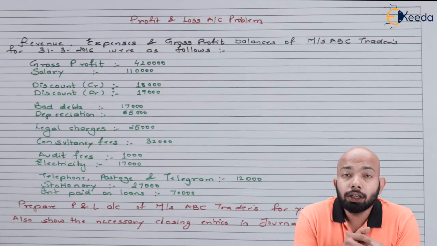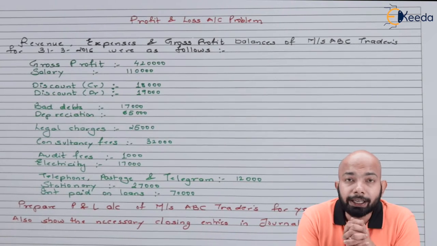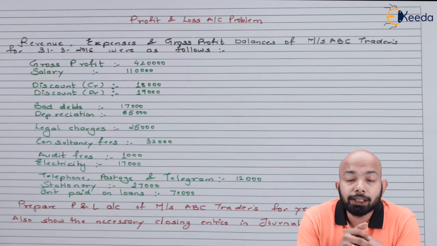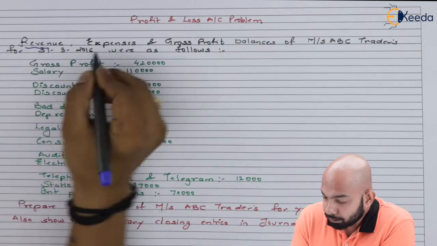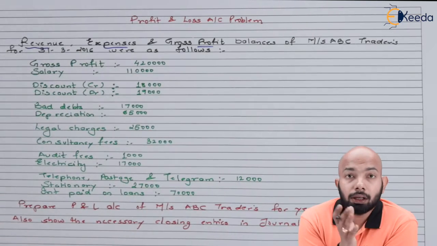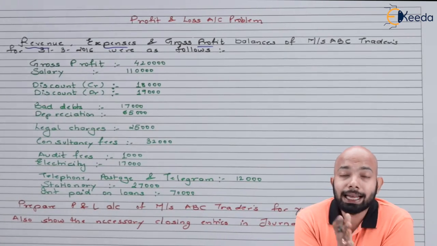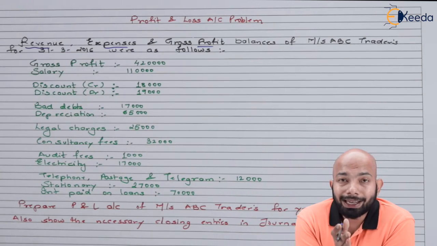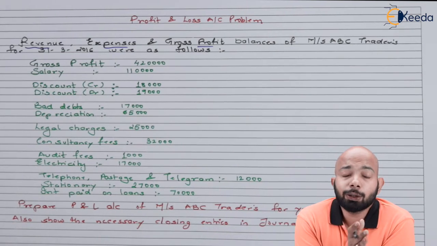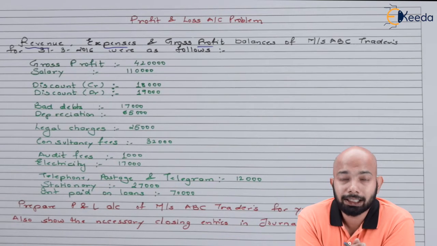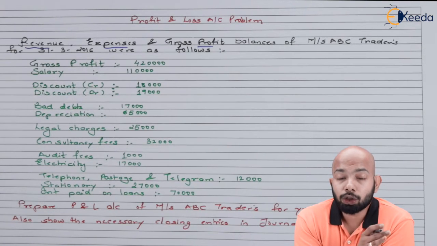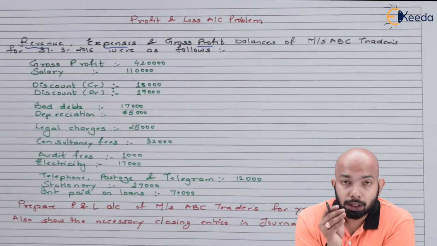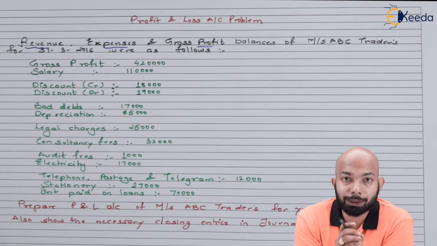Now, in this question, the profit and loss account has to be prepared. The details have been mentioned as follows. Let's read it out. Revenue, expenses and gross profit for Messrs ABC Traders as of 31st March 2016 have been given below. We have to go through them and figure out what exactly we need to prepare. Gross profit has been mentioned here as 4,20,000.